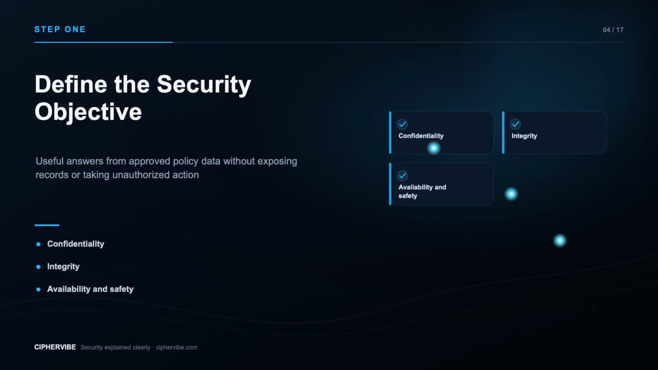Start with what must remain true. The assistant may answer policy questions for an authenticated employee. It must not reveal another employee's data, accept untrusted instructions as authority, modify source documents, send information outside approved destinations, or create a high-impact ticket without review. Those statements give the threat model a measurable purpose.